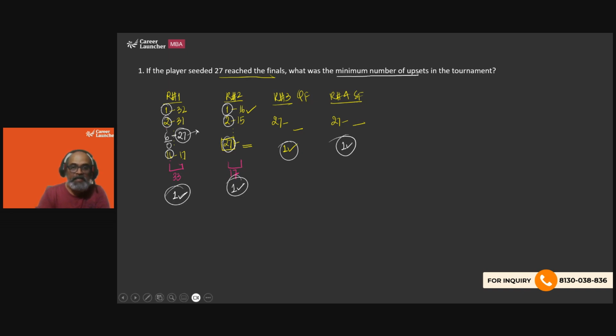So basically, in every round until the finals, there was an upset. It simply says 27 reached the finals. He did not win the tournament. Right? So what was the number of upsets until then? 4. So basically 5 rounds, 4 upsets.